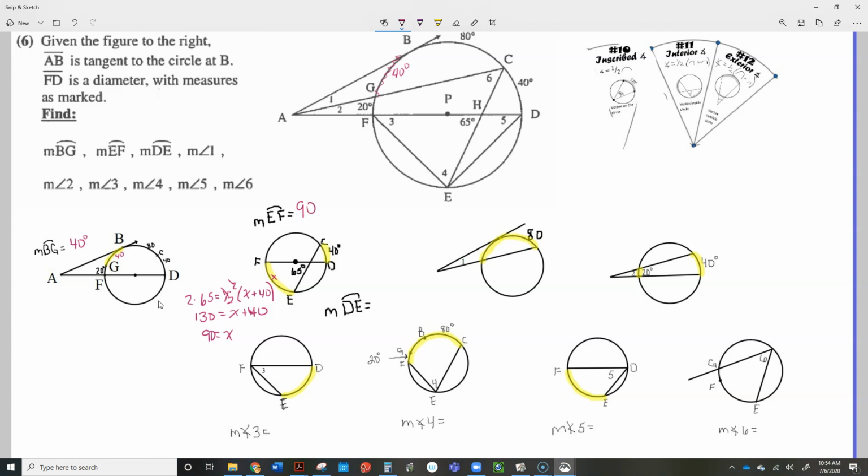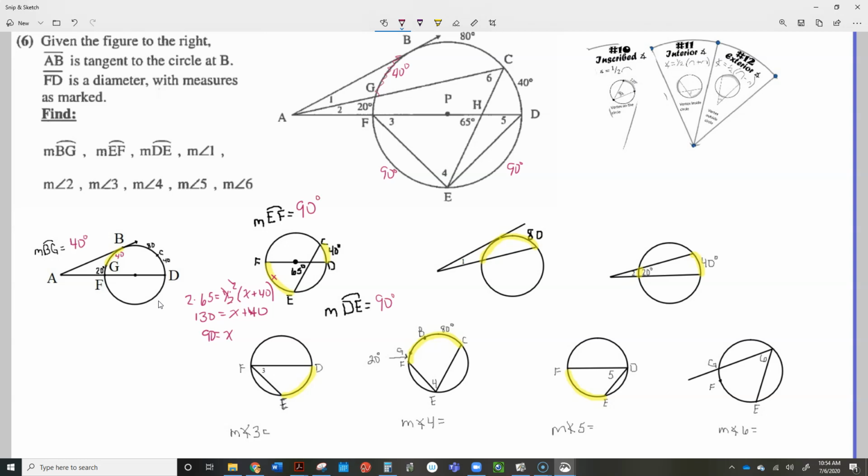Okay, well, if FE is 90 degrees, then DE is also going to be 90 degrees because, again, it's the other half of that semicircle. So together, those two arcs have to equal 180. So they're each 90 degrees, okay?